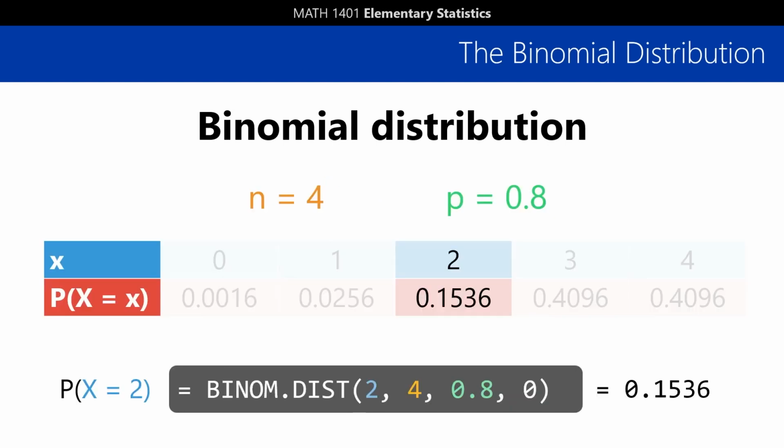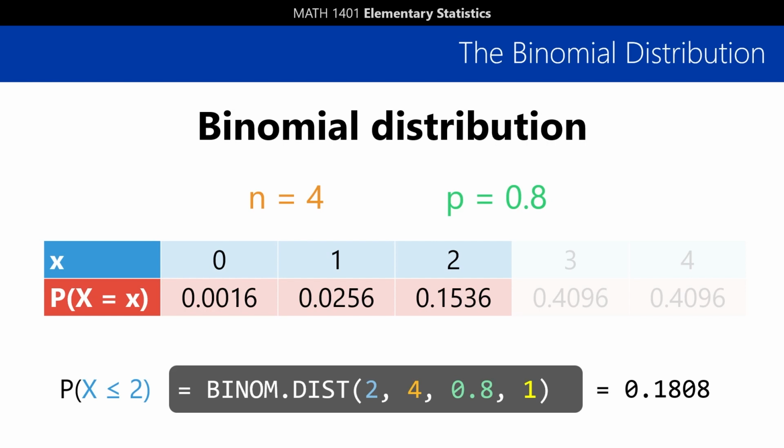So, in our previous example, if we wanted to find the probability that x equals 2, that's binom.dist with 2 successes out of 4 trials, with a 0.8 probability of success, and a 0 at the end. That confirms the 15.36% chance that we saw earlier. If we change that last 0 to a 1, that'll tell us the probability that x is at most 2. That is, x equals 0 or 1 or 2. That cumulative option can save you a lot of time. Otherwise, you'd have to add up all those individual probabilities yourself.